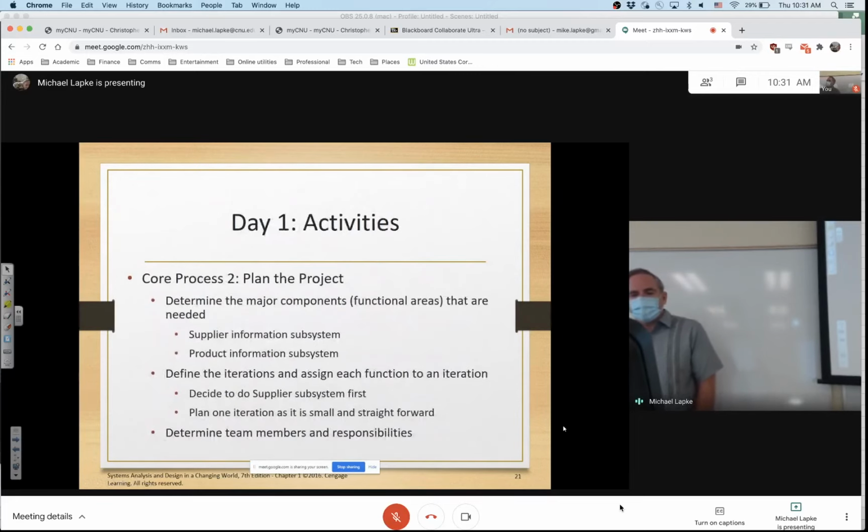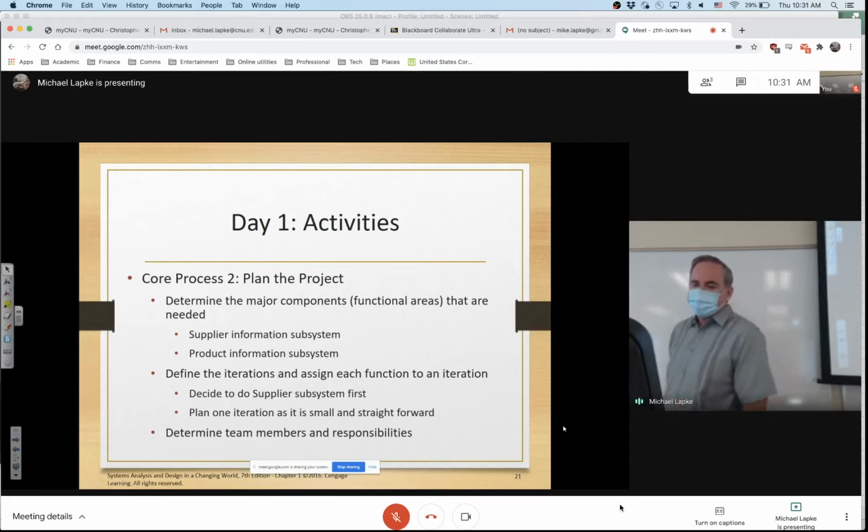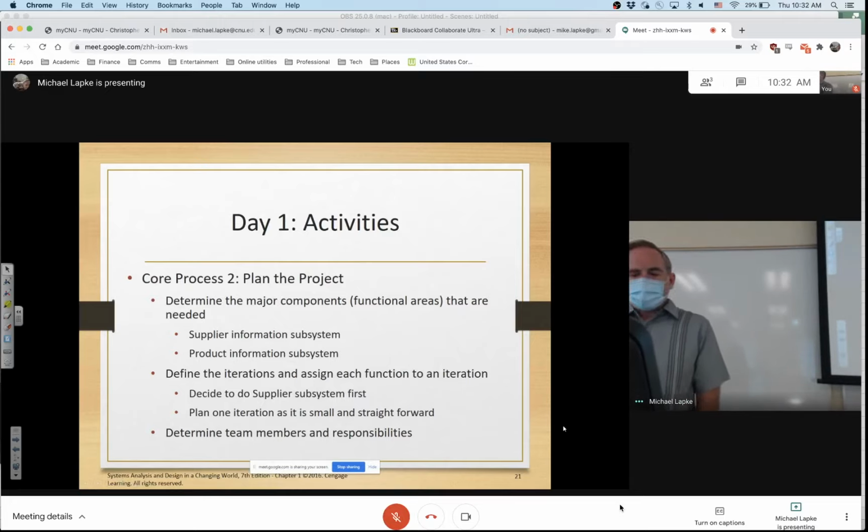Core process 2, plan the project. Determine the major components that are needed. So, a supplier information subsystem and a product information subsystem. Define the iterations and assign each function to an iteration. Decide to do the supplier subsystem first, and then plan one iteration as it is small and straightforward. Perhaps. I would actually argue against that, but this is where the text is going. I would argue for probably 3 or 4 iterations, but okay.